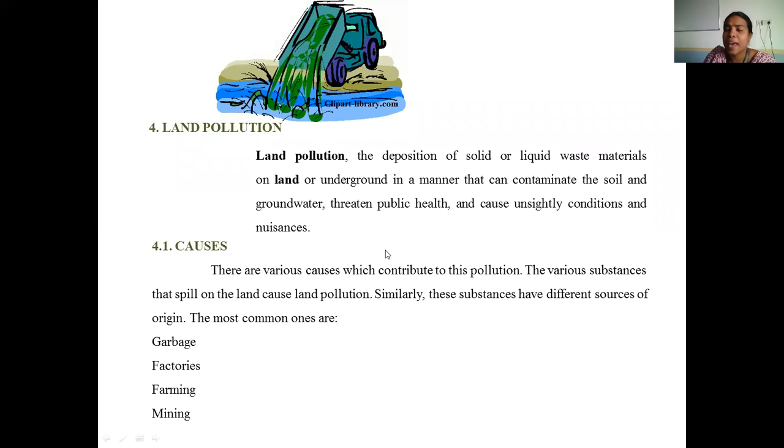Then the fourth one is land pollution. This is the deposition of waste, whether in the form of solid or liquid, the deposition of waste material, that contaminates the soil as well as the groundwater level. If you simply dump waste on the road or any barren land, that causes land pollution.